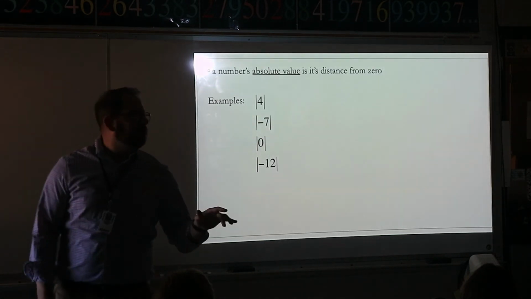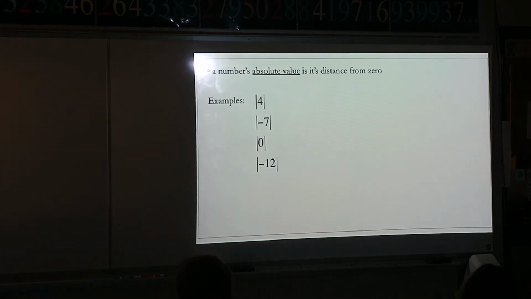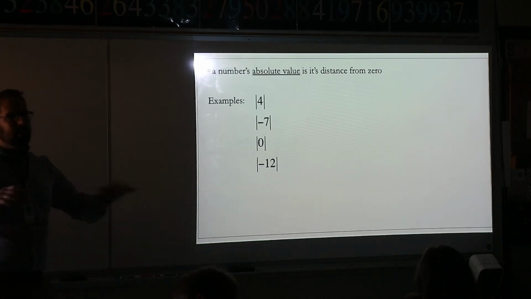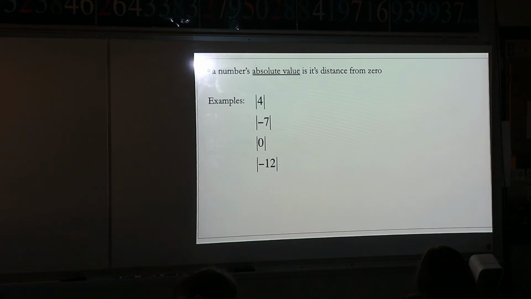Okay, absolute value bars. This is something that you probably have seen in general math, 7th to 8th grade math. Absolute value, by definition, is a distance. That's all it is. That's what that symbol means. It's a distance from 0.